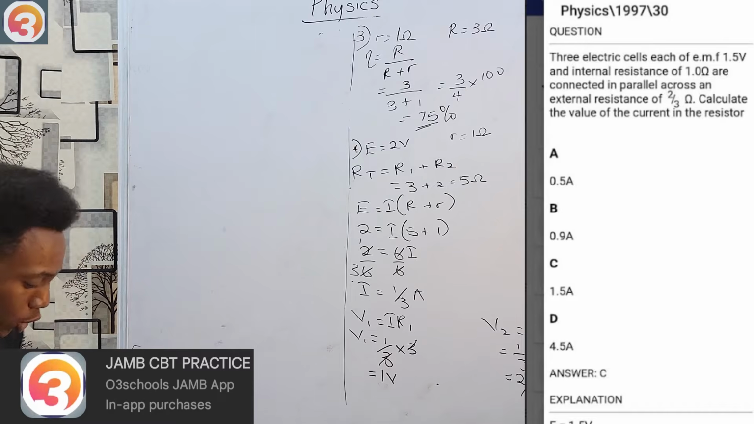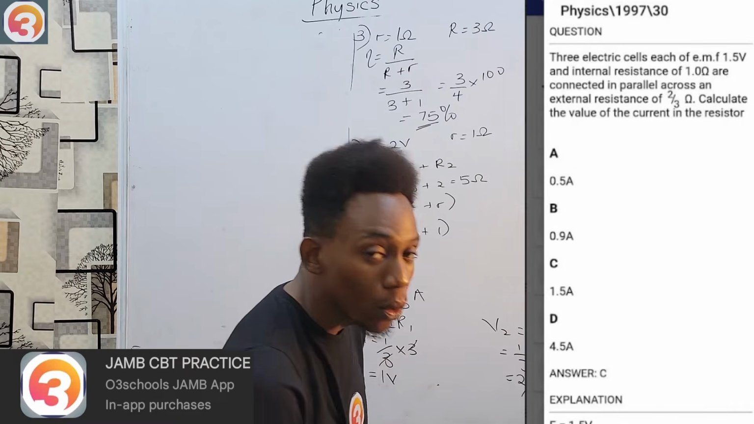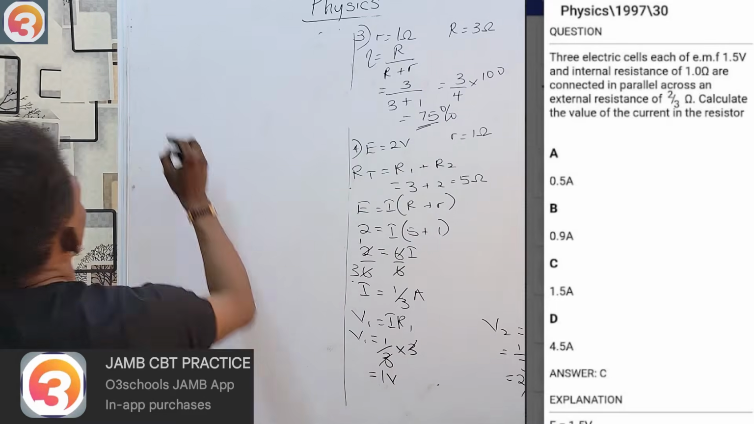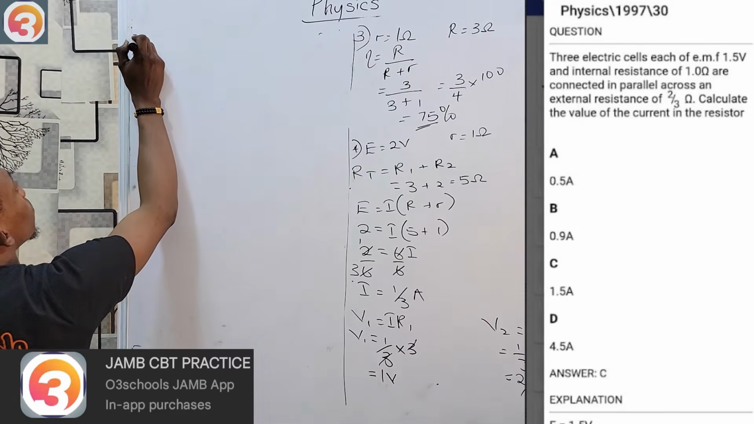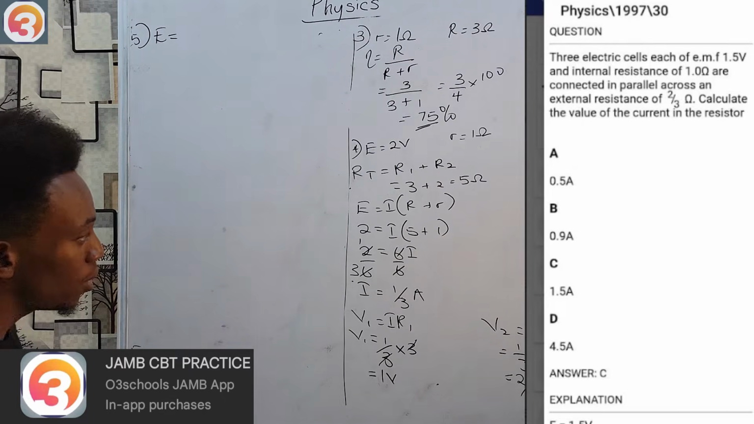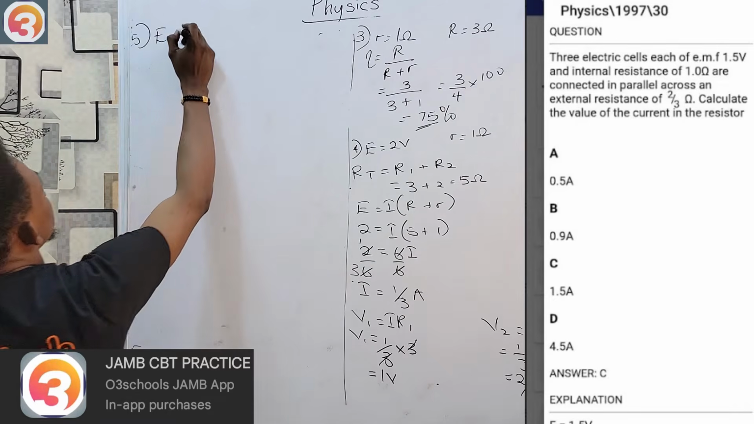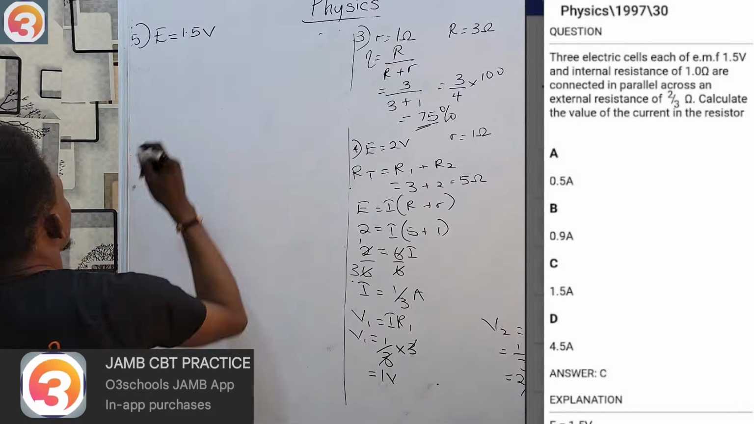3 cells, each of EMF 1.5 volts. And what type of connection? A parallel connection. And as we know, for a parallel connection, my answer must be the biggest EMF. What's my biggest EMF here? They are all equal. So it must be 1.5 volts.